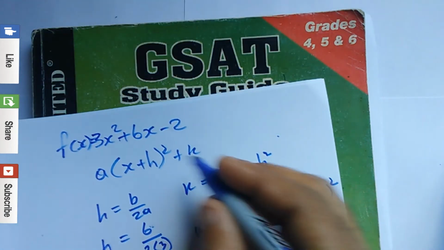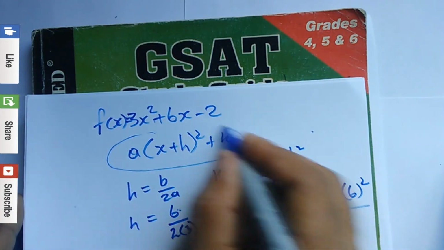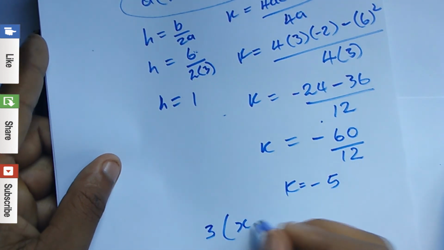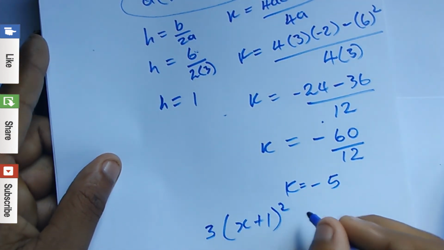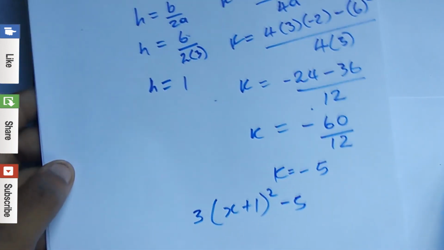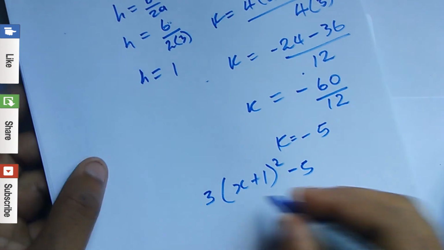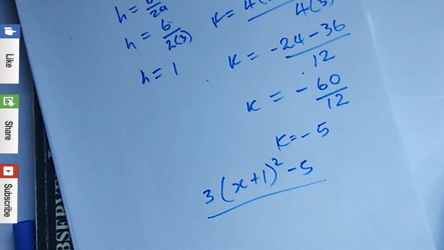So our answer, expressed in this form, would be 3 bracket x plus 1 all squared minus 5. So this would be our answer for completing the square. So this is for 3 marks.